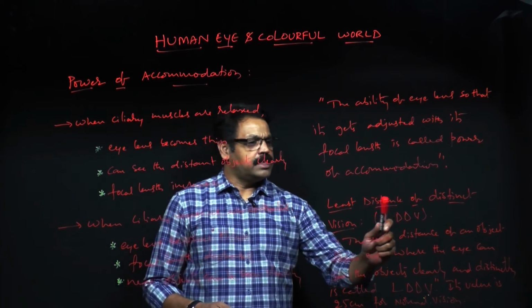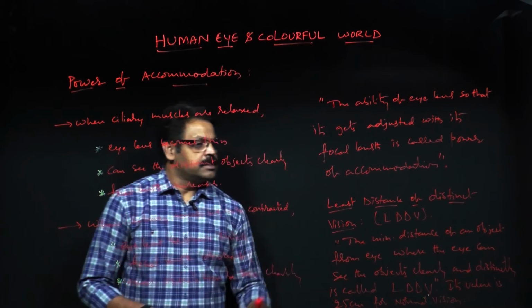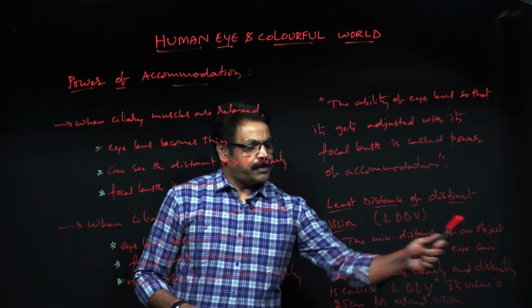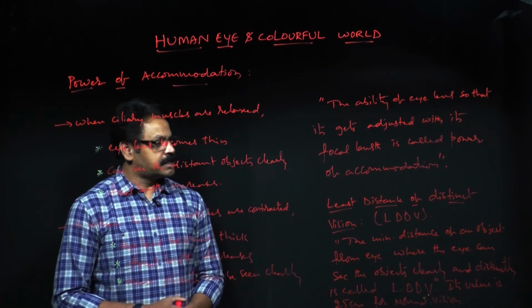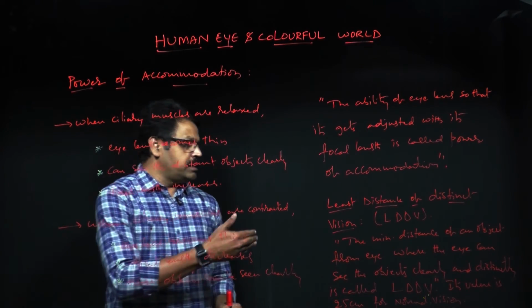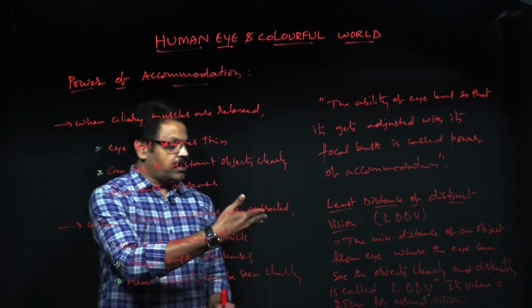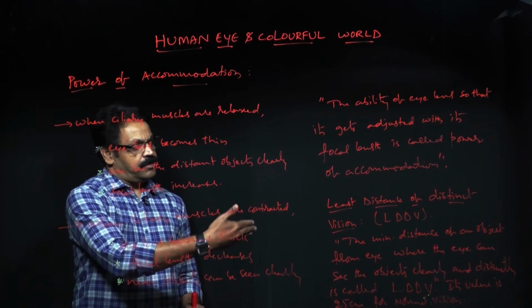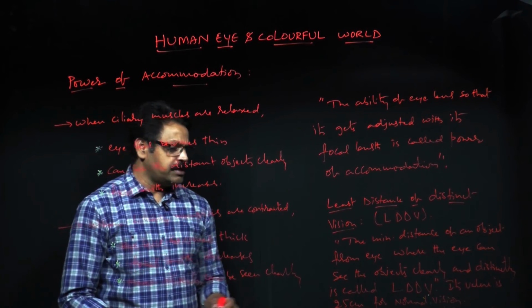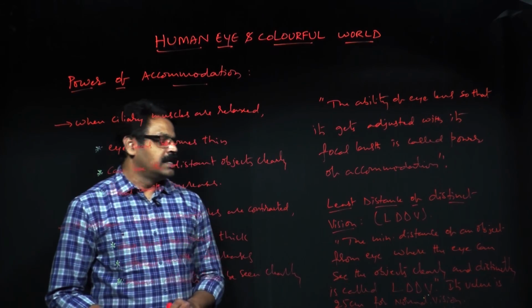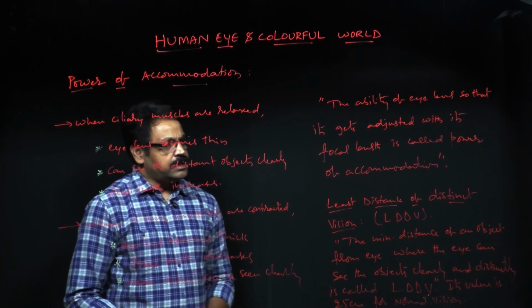Here you can define the least distance of distinct vision as the minimum distance of an object from the eye where the eye can see the objects clearly. That means without strain you can see the objects clearly if they are kept at a distance of 25 centimeters, and that 25 centimeters is called the least distance of distinct vision.